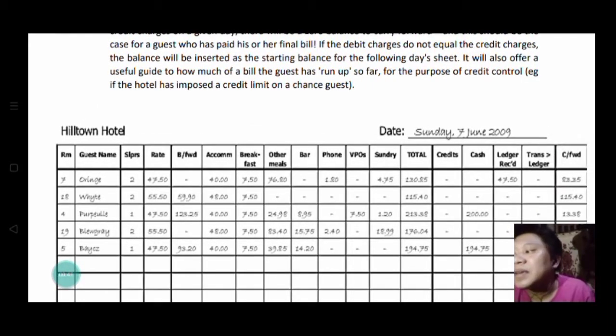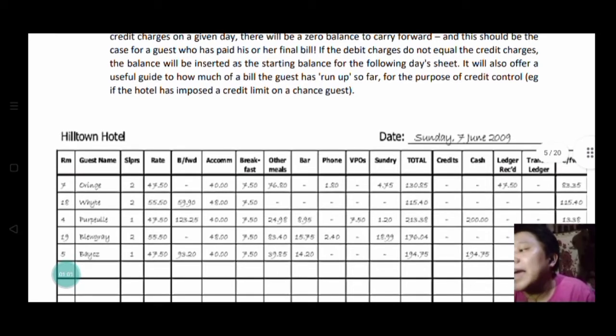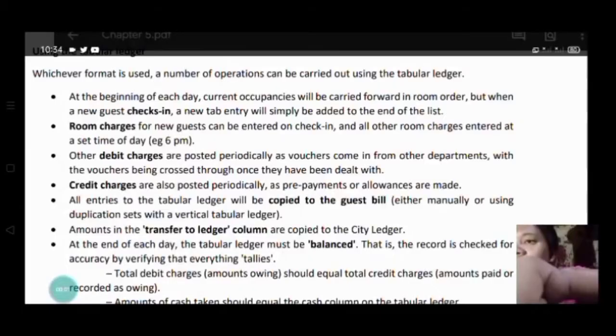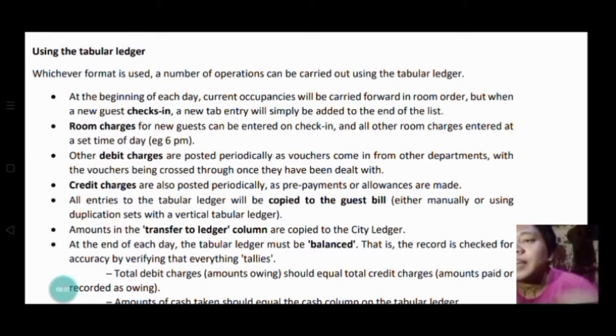The tabular ledger is important. It helps to monitor and control the financial operations of the hotel. Furthermore, it also provides the tools for the analysis of accounts and transactions. Then, using the tabular ledger, whichever format is used, a number of operations can be carried out.